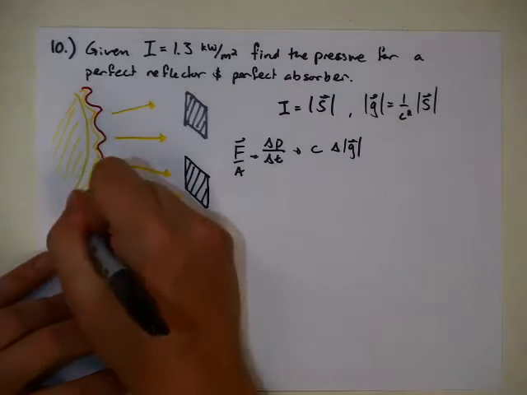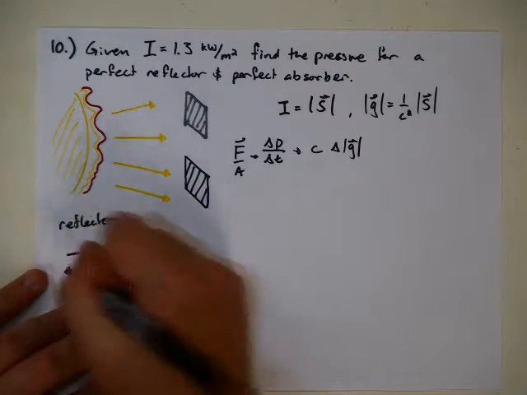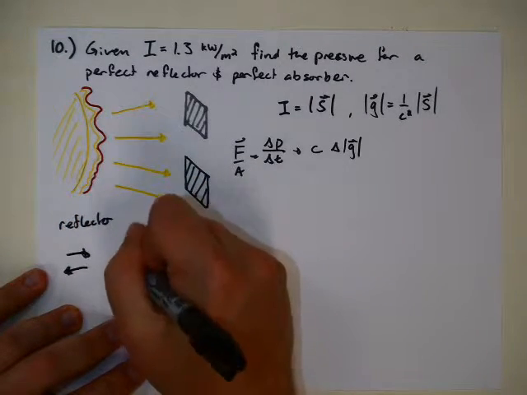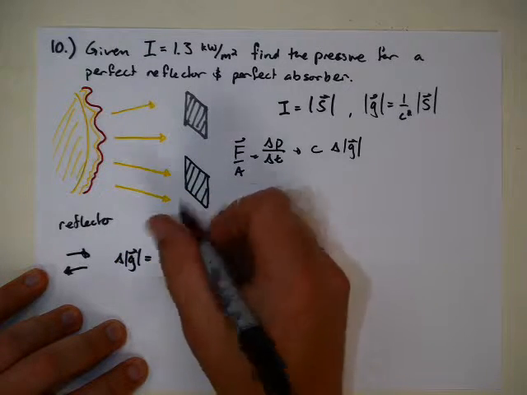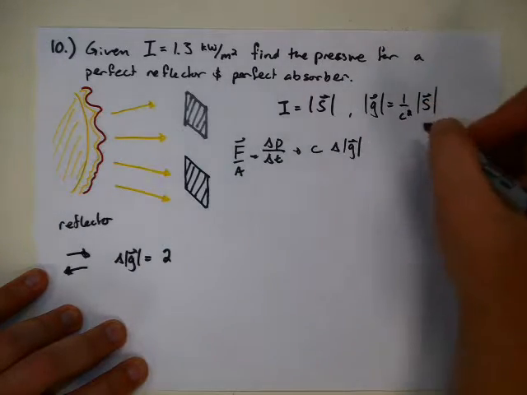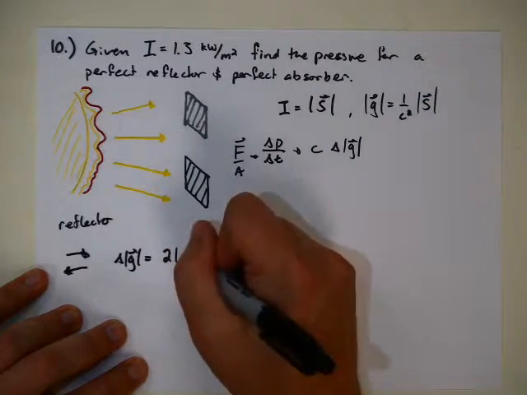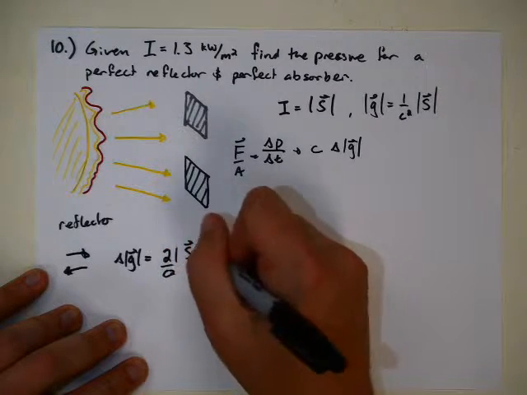For a reflector, we start with momentum going that way and then coming up that way, so the change in the momentum density is going to be twice the scale of the momentum density that we have up here. And so this is 2 over c squared times that S.